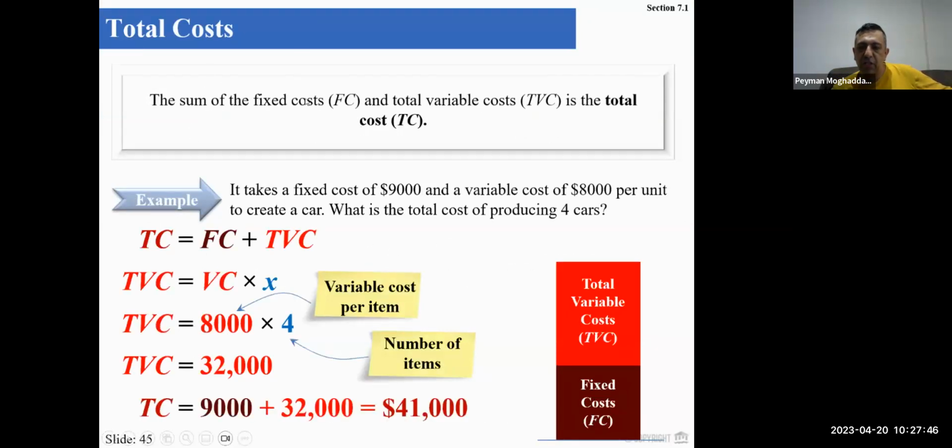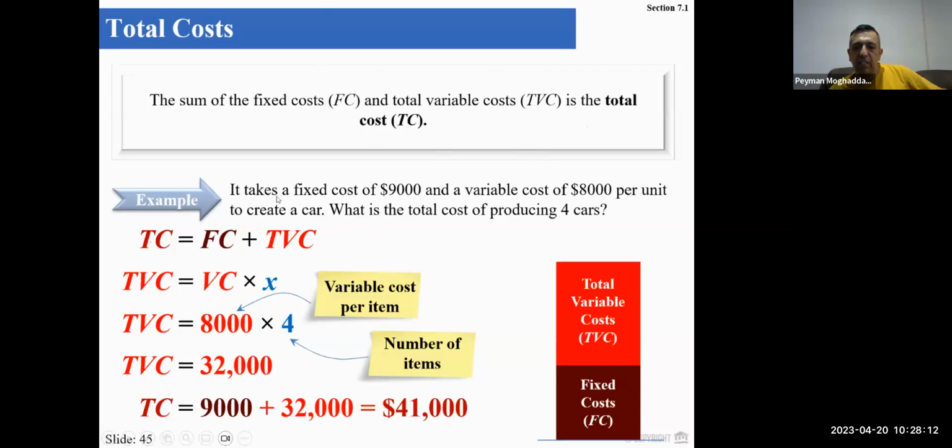fixed cost, which is going to be the total fixed cost of the factory, which is making multiple items, and also we learned total variable cost, which is going to be the variable cost multiplied by the number of items that we produce and sell, and then we find total cost. So total cost is going to be fixed cost plus total variable cost, right?